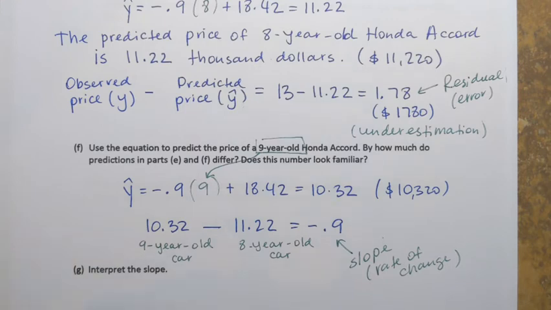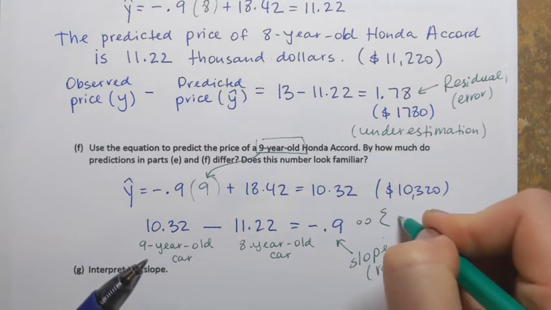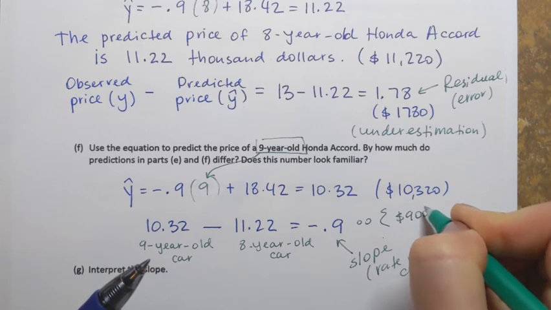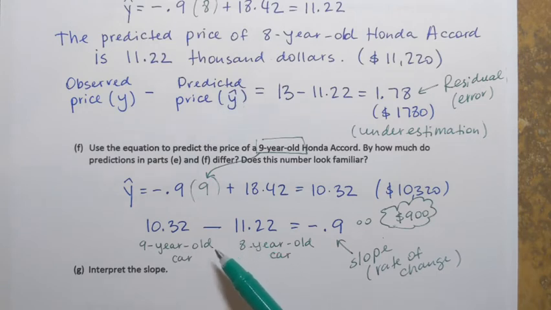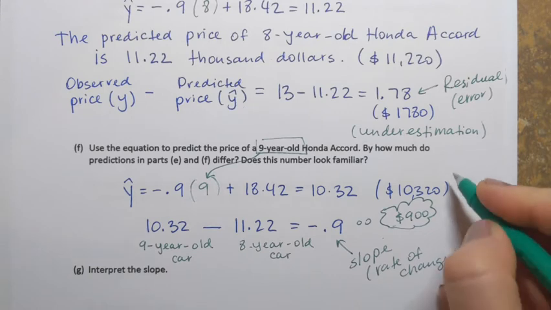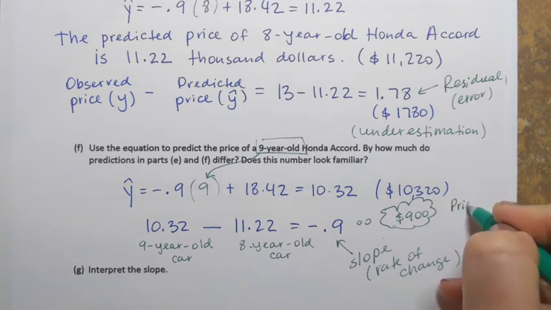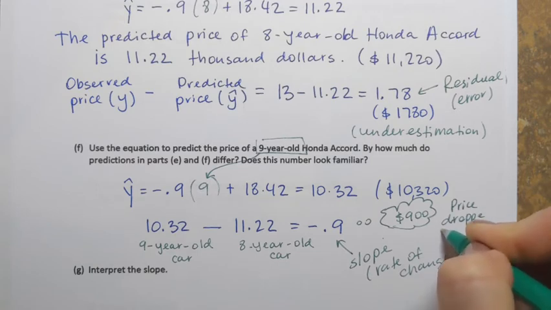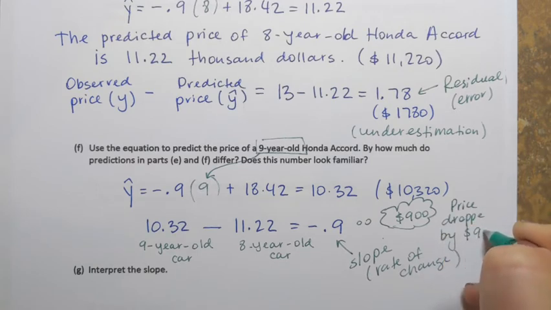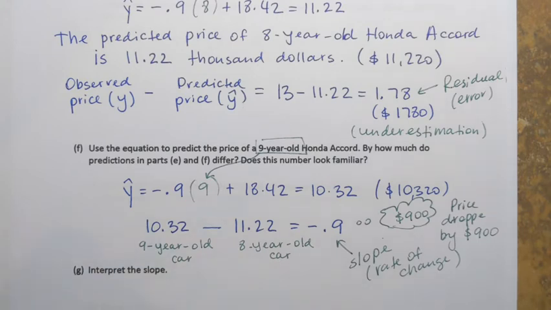By the way, what is this amount? That is $900, right? So in 1 year, we predict that the price will drop. And by the way, that's what the negative sign indicates. So the price dropped by $900. We're going to talk more about this in the next question. So let's try it.